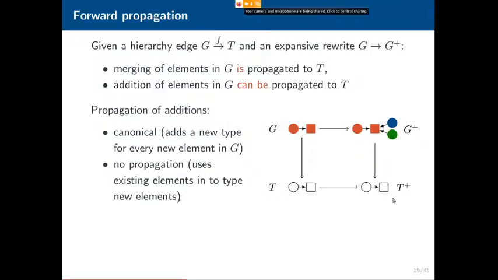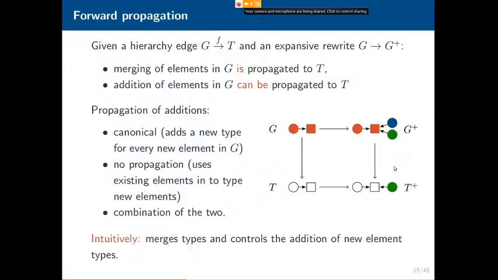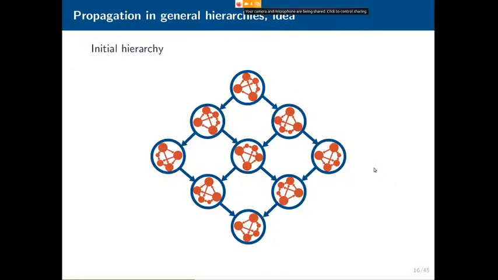Another scenario we call the scenario where no propagation happens. So we use existing elements in T to retype the new elements in G. In this case, I simply specify that my blue and green circle are instances of a circle that already exists in T. And finally, I can combine both scenarios. Here in this example, I can specify that my blue circle is an instance of an already existing circle, and for the green circle, I add a new type. So intuitively, our forward propagation allows us to merge types when necessary and allows us to control the addition of new element types, which means it allows us to control how new concepts and new types are aggregated in our typing graphs.